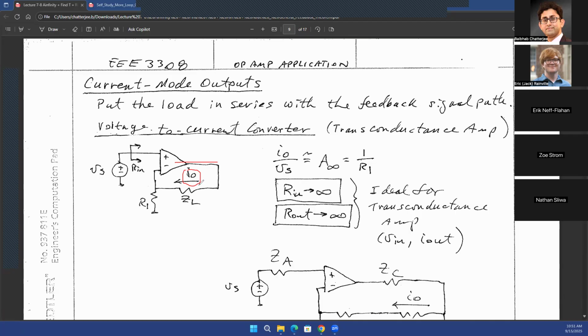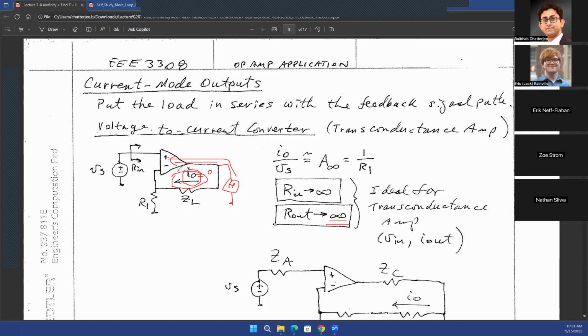So if you're trying to find the R out of this entire system, you need to make sure you're considering the current flowing through ZL. And in this case, if you connect a test voltage source over here, the current flowing through ZL will be equal to 0, because all the current will go through the other path. That's why the output resistance, if your current of interest is this, is going to be infinite, even though the op-amp itself has a zero output resistance.